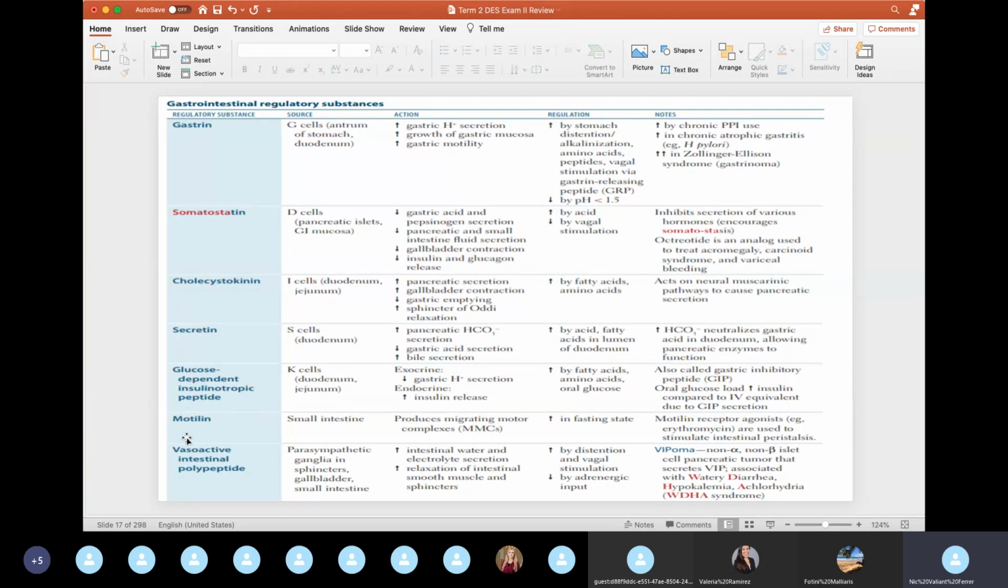Motilin, when you think about motilin, think about migrating motor complexes. If you're dieting, motilin is increased, right? This is increased in the fasting state, okay?